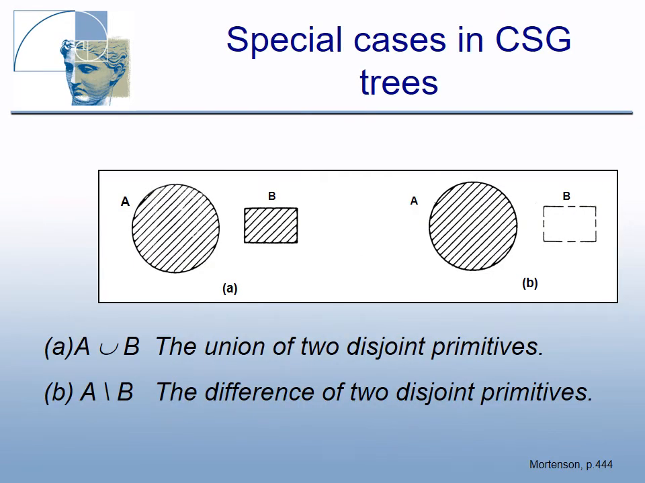There are several special cases of operations between primitives in CSG trees. The left image shows the union of two disjoint primitives. Both primitives are included in the result. The right image shows the difference of two disjoint primitives a and b. The primitive a remains in the result unchanged.